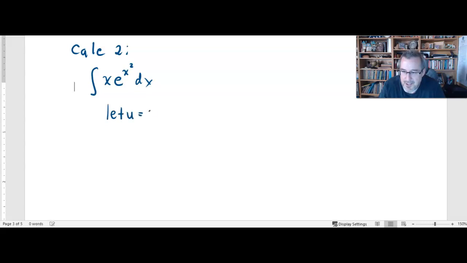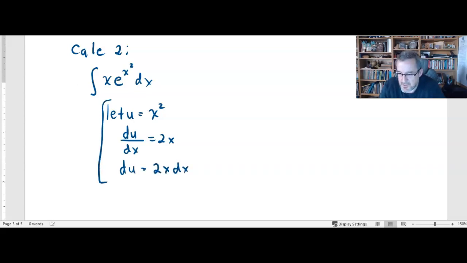You may have said, hey, let's let u equal x squared. And when you let u equal x squared, then the derivative of u with respect to x, du dx, would have been 2x, which means the differential du is equal to 2x dx. And so all of this was just our design to take an integral that was messy and turn it into an integral that was not so messy. Look, if you let u equal x squared, then it becomes e to the u.